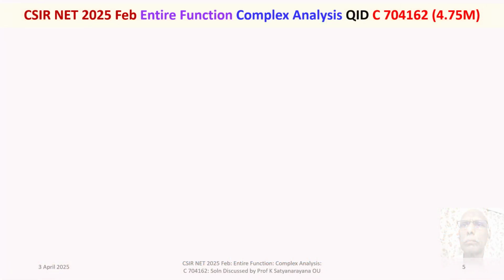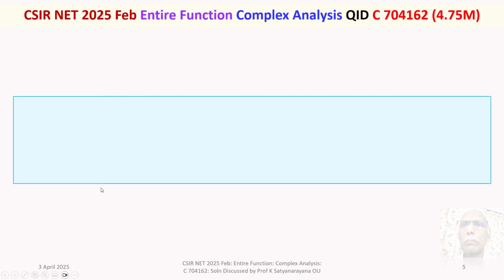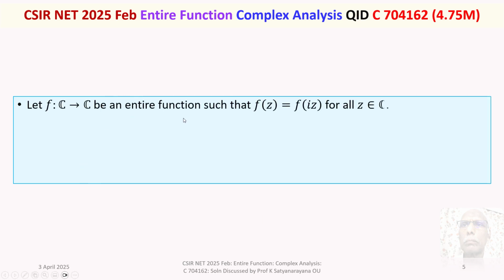Right. The given question is, let f be an entire function. Let f be a function from C to C, and it is given to be an entire function such that f of z is equal to f of iz for all z belongs to C. Which of the following statements are true?